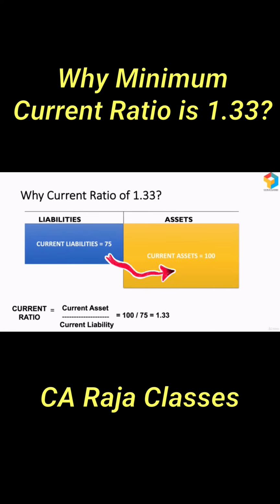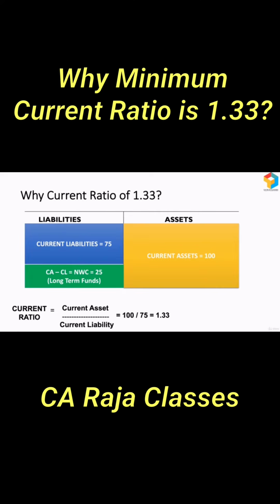funded by current liabilities. And what is even more important is the remaining 25% of the current assets, that is current assets minus current liabilities, the remaining 25% of the current assets are funded by long-term funds. Funded by long-term funds, we technically call them net working capital.